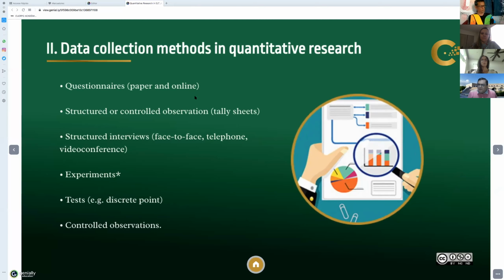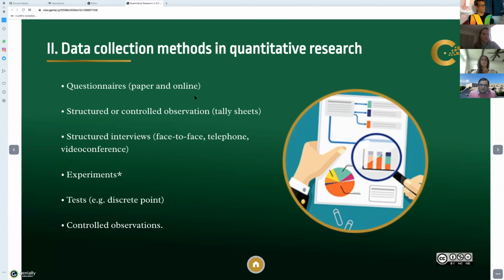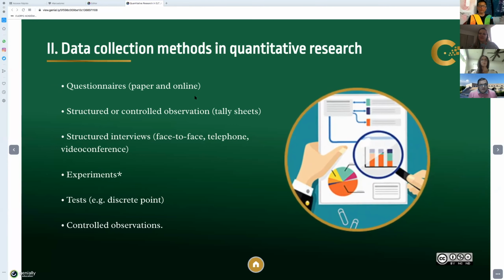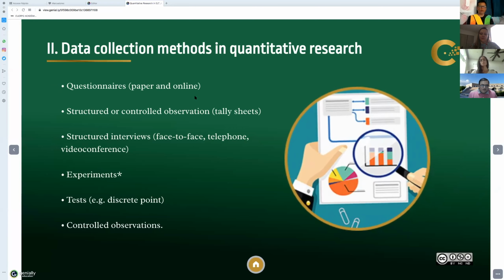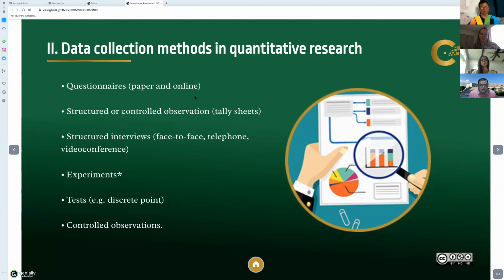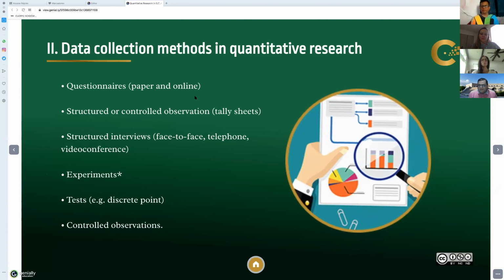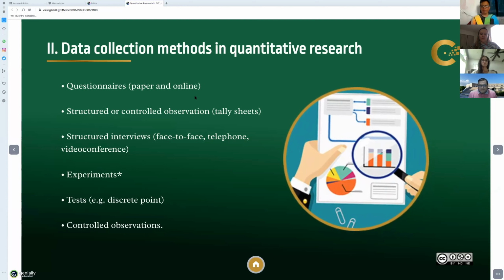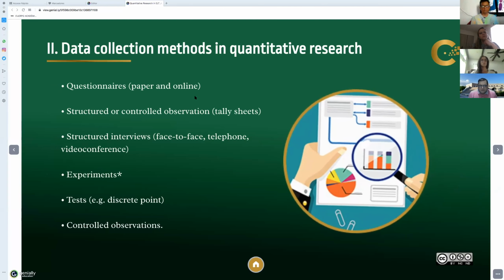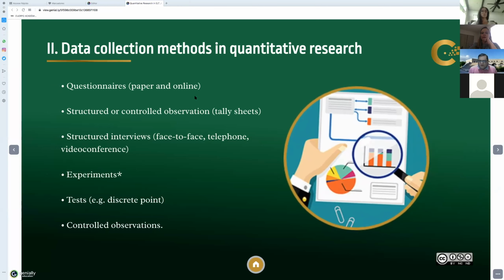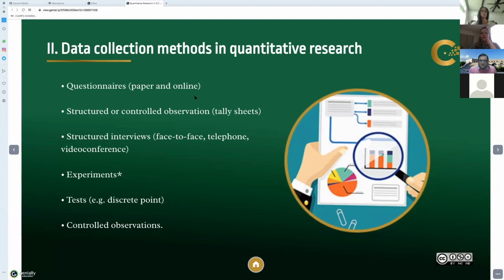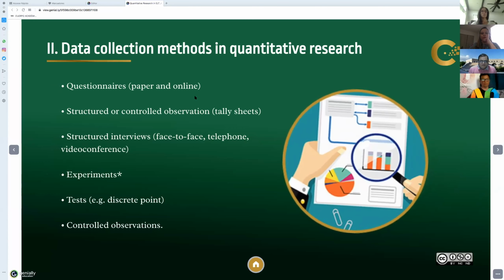Data gathering methods more specifically in quantitative research. As I said before, the most common one is a questionnaire or questionnaires that can be paper-based or online. Today with this health situation all over the world, we normally use online, and there are a lot of online software and applications to collect data.